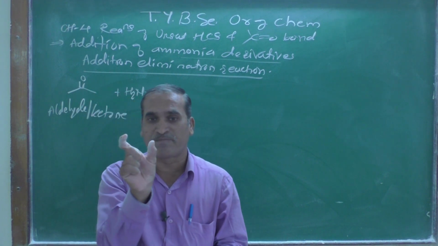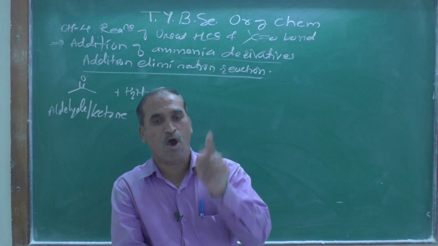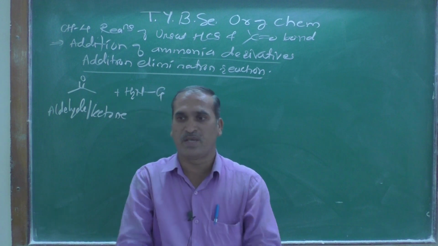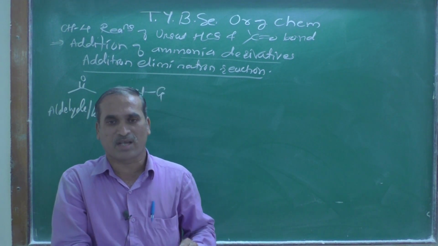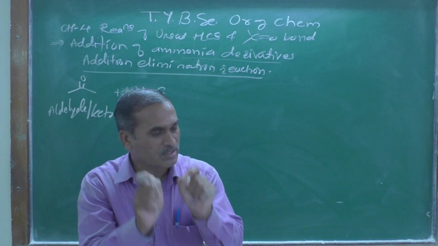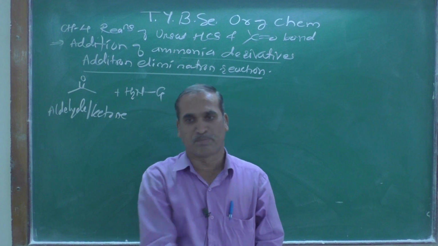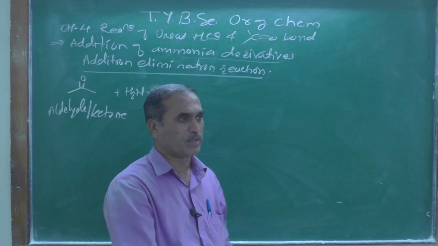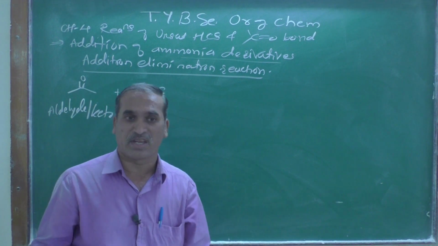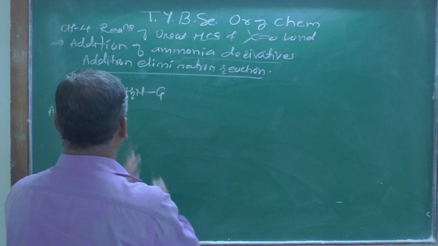That type of critical situation is known as optimum pH. Optimum pH means that the rate of reaction is maximum at the optimum pH, not greater or lower. So these reactions are highly sensitive toward the pH.